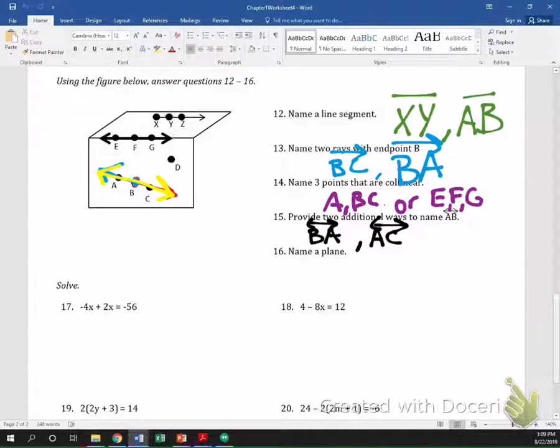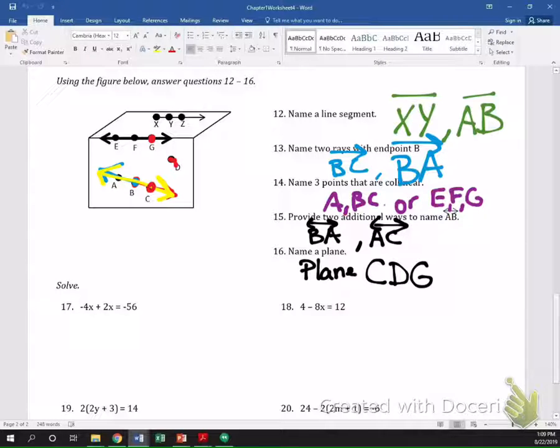Name a plane. Plane CDG sounds great. CDG are all on the one hanging down. Good. Sometimes if there's a capital letter off in the diagram, like if there was a random W here, you could just call it plane W. That doesn't exist in this diagram, so you need to use 3 letters. They cannot be collinear, okay?